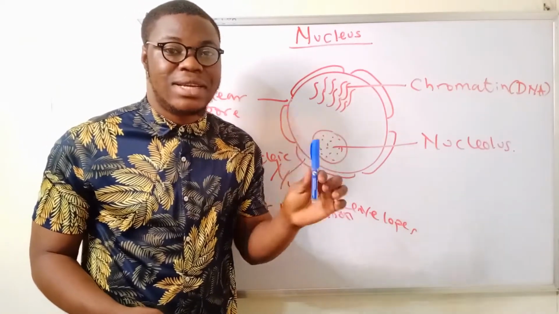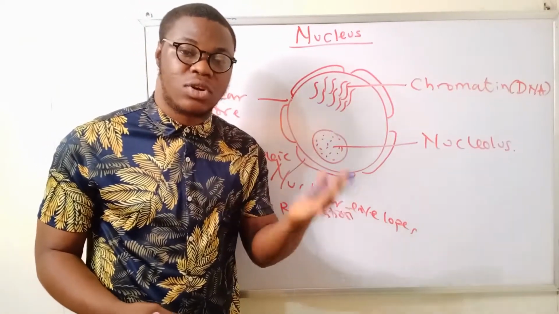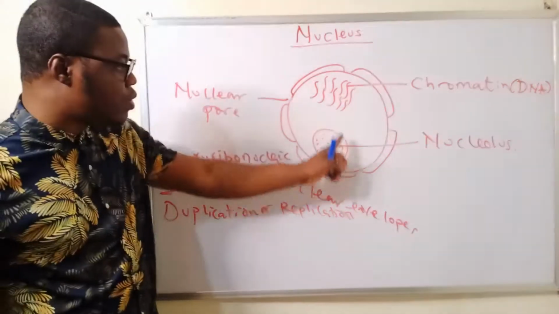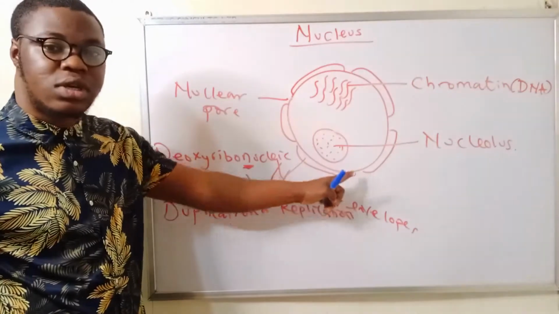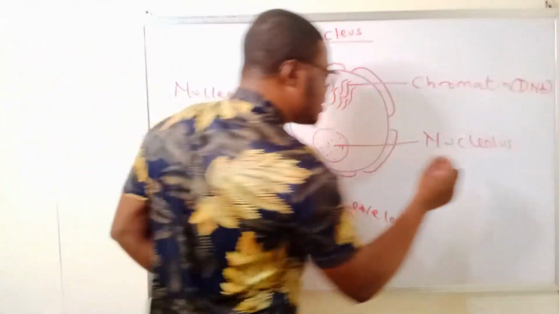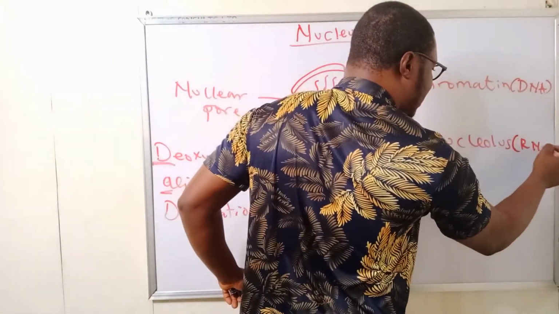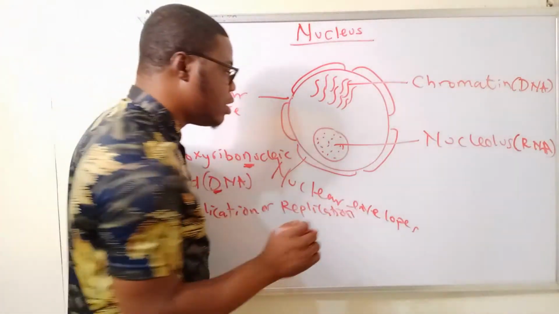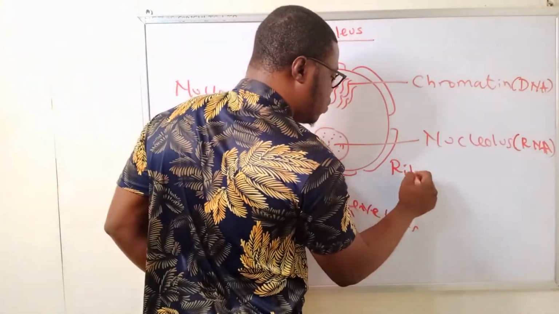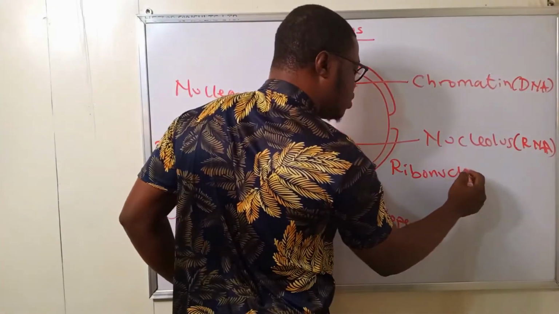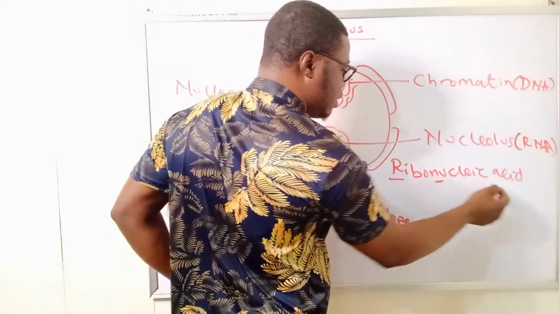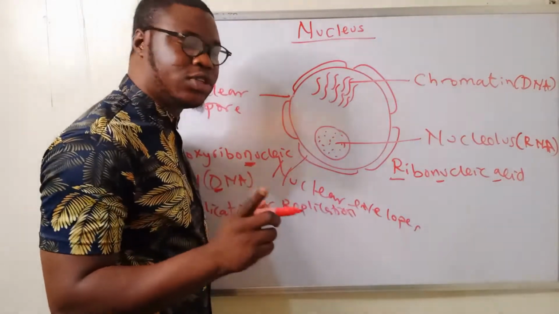So the function of DNA is photocopy. So duplication or replication. As simple as that. Now, the next one is this nucleus. This nucleus contains RNA. Now the question is, what is the full meaning of RNA? The full meaning of RNA is ribonucleic acid.